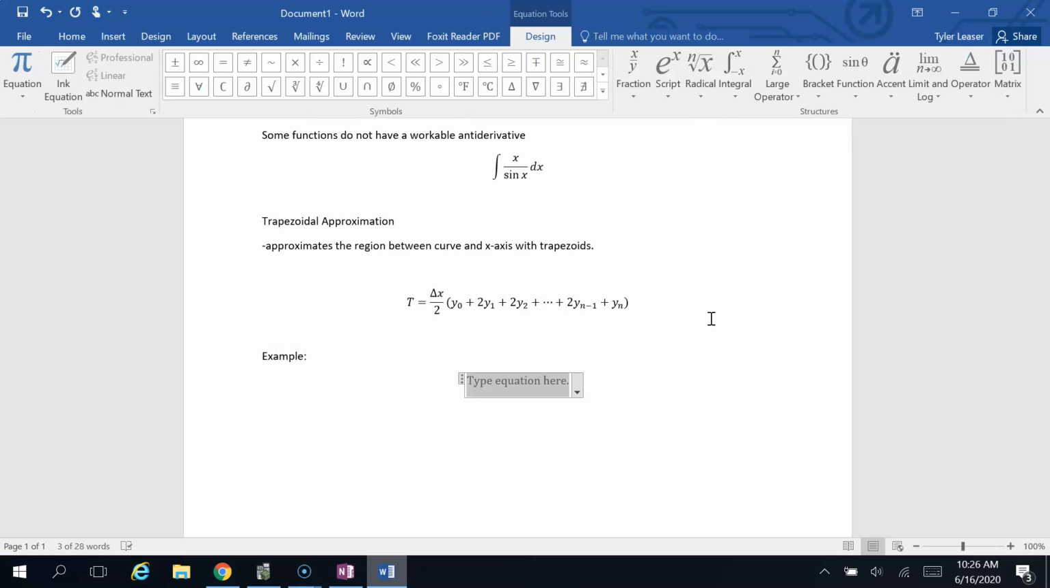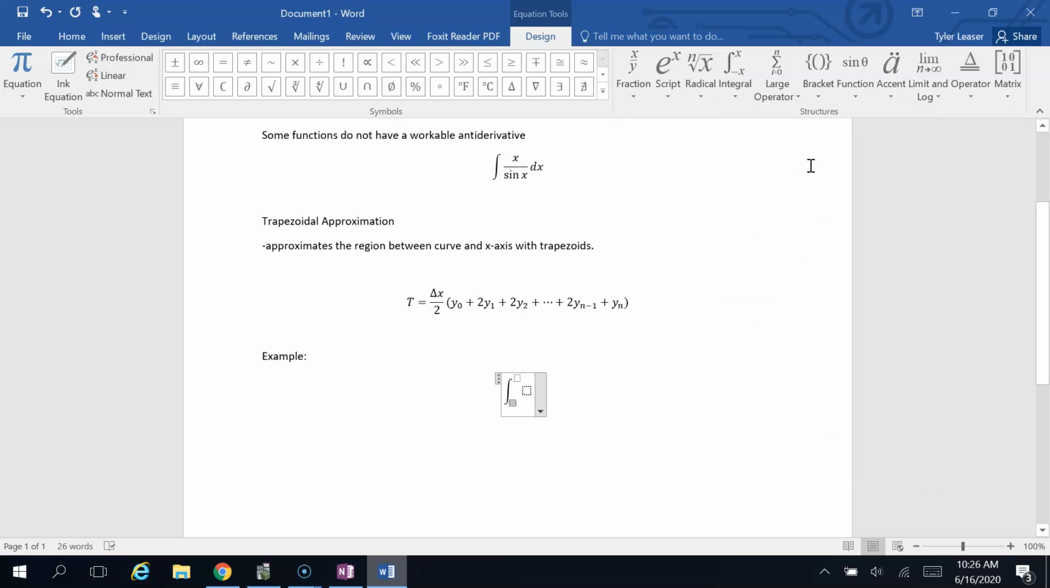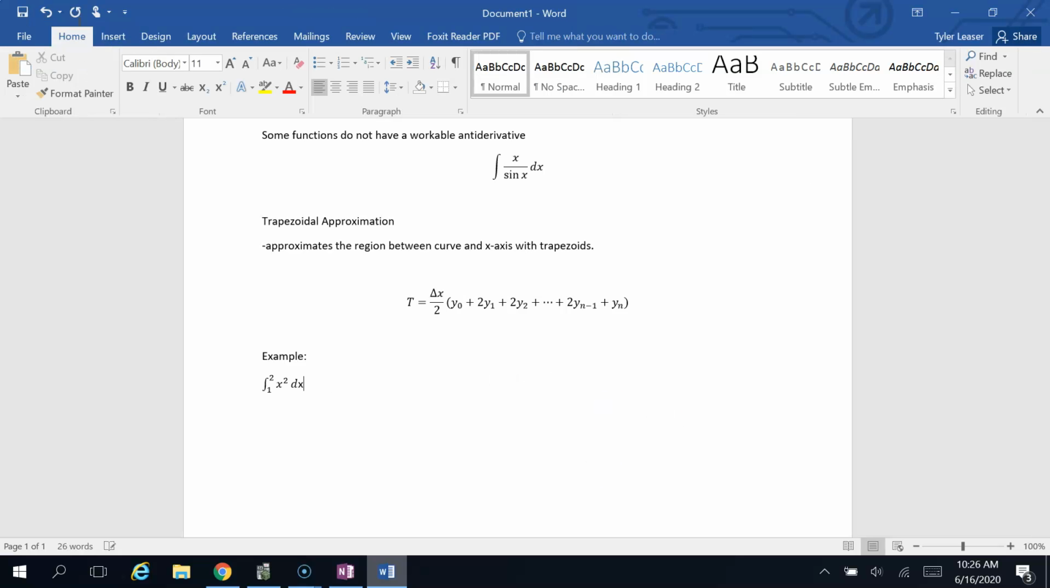Let's try to look at the integral. We'll do the one that we kind of did before, but this is just the integral from 1 to 2 instead of 1 to 4 of x squared dx. And then the question would say something like, estimate using the trapezoidal rule with n equals 4. So it'll always give you that n value. Compare the estimate with the exact value.